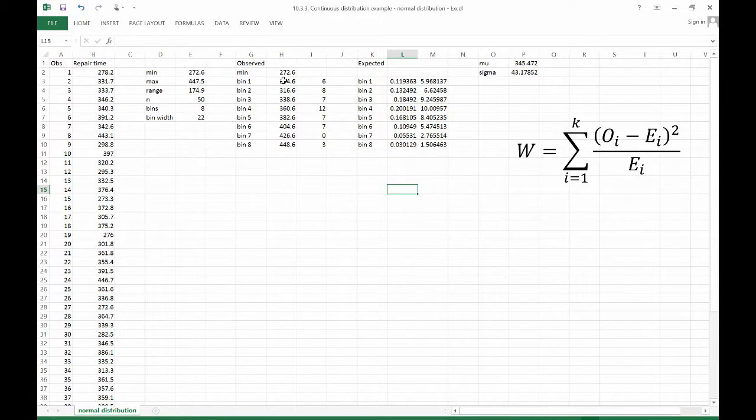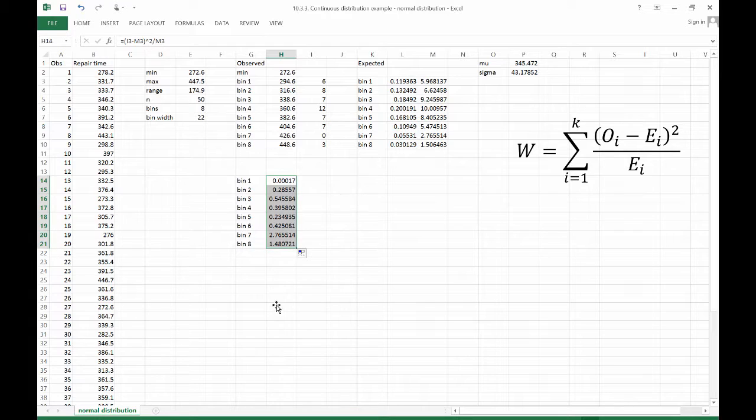Okay, so now we have the actual observed values in each bin, and we have the expected values in each bin. And so now we can implement our goodness of fit test statistic. Let's bring this down to here, and let's calculate those differences. So here's the observed minus the expected squared divided by the expected. That is not quite right. There's the observed. Observed minus expected, squared, divided by the expected. That looks much better. And we'll do that for all 8 bins.